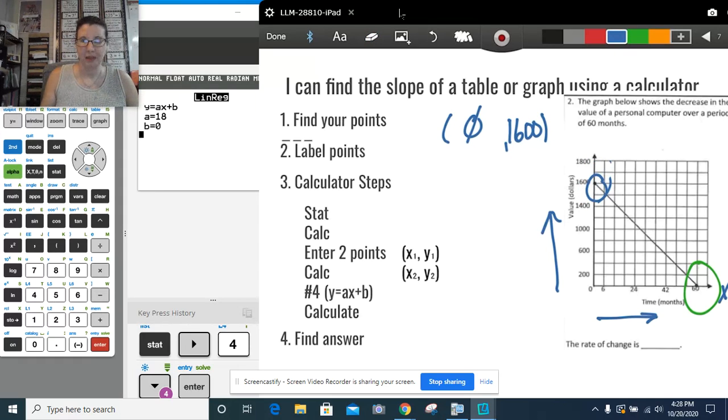Okay. Next, I need to find my second or my green point. I'm going to see how many I come over, and that number there is 60. And how much do I go up? Well, I'm not going anywhere, so that number is 0.